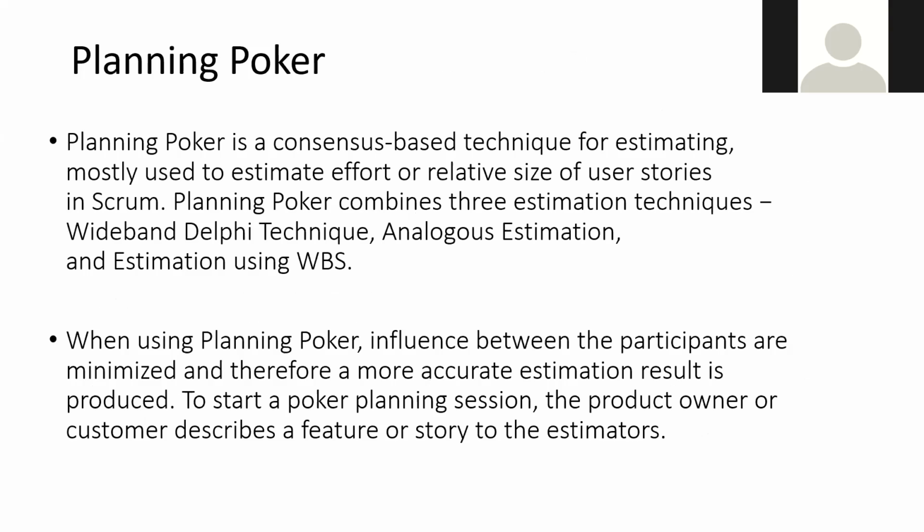So what exactly is Poker planning? I mean, Planning Poker. So it's saying here that Planning Poker is a consensus-based technique. So everybody needs to agree when using this planning estimation method. It's mostly used to estimate effort or relative size of user stories in Scrum. It combines three techniques: the Wideband Delphi, analogous estimation, and the estimation using WBS.